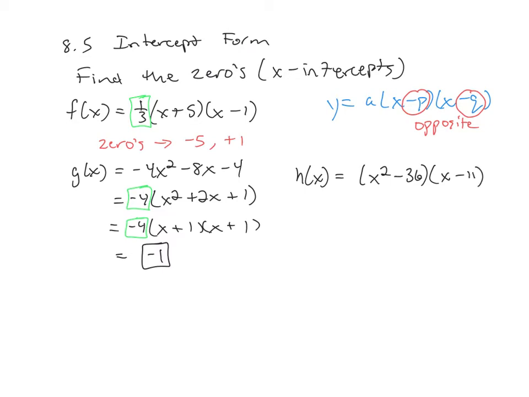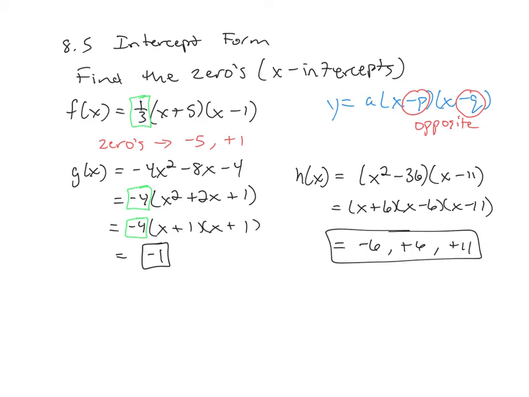So it looks like it's, remember, anything with x squared needs to get factored. So remember, when it's two terms, it's got to be a positive and a negative, and it's the square root. So the zeros are -6, +6, and +11. Opposite of what you see.